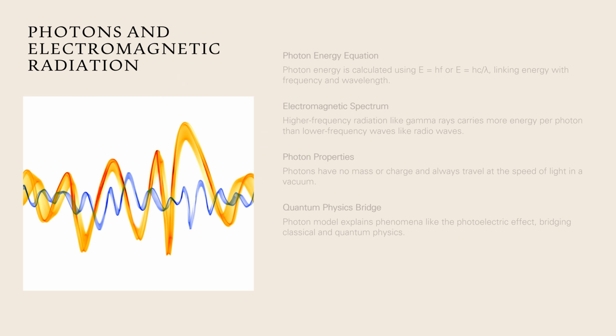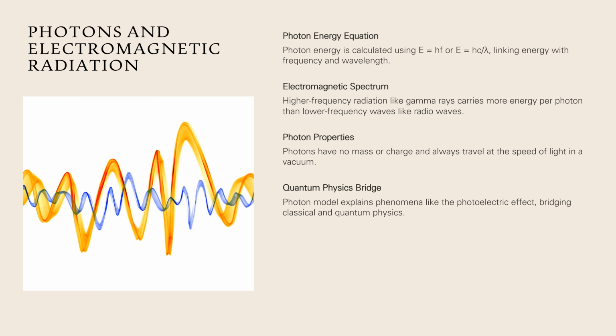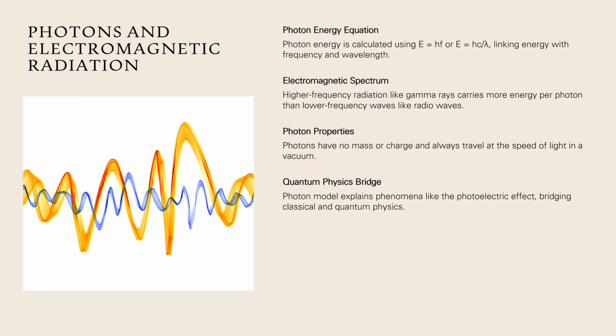Electromagnetic radiation can be described using the photon model, where energy is transferred in discrete packets called photons. The energy of a photon is given by the equation E equals hf, where h is the Planck constant and f is the frequency of the radiation. Since frequency and wavelength are related by c equals f lambda, photon energy can also be written as E equals hc over lambda. This relationship shows that higher frequency radiation, such as gamma rays, carries more energy per photon than lower frequency radiation, such as radio waves.